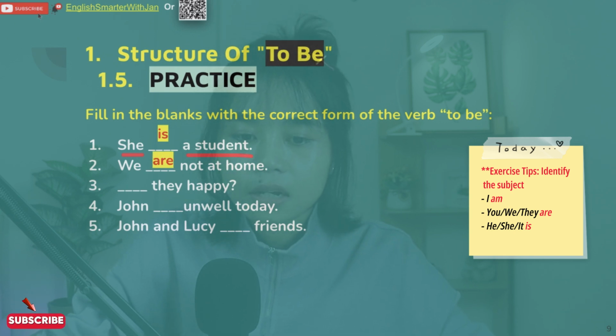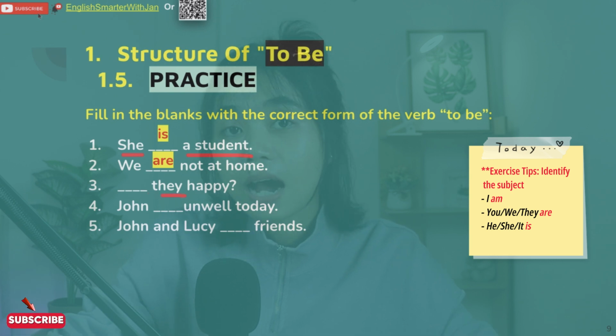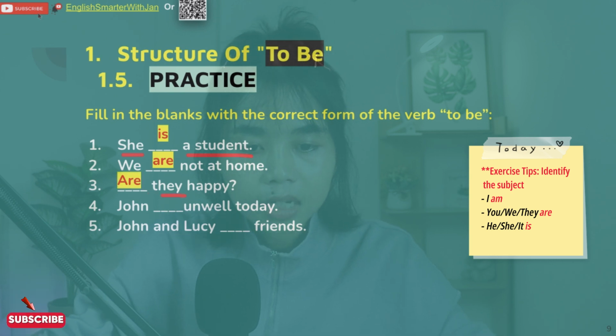Number three, what kind of sentence is it? Question. Okay, and the subject is they. So we use are. Are they happy? Number four, John unwell today.